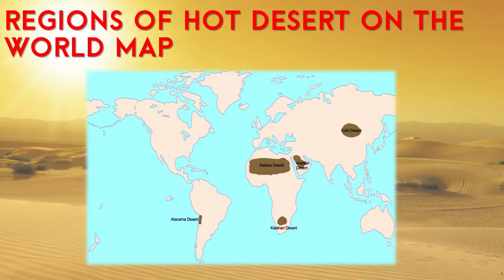Now let's identify the regions of hot deserts on the world map. The first one is very important, that is Sahara Desert. Because Sahara Desert is the world's largest and the hottest desert located in Africa. You can see the Sahara Desert is covering the entire northern part of Africa continent. Now second comes the Thar Desert, which lies in Rajasthan, India. And the next is Atacama. This desert lies in South America continent. So you'll be shading all the hot deserts with the yellow color.